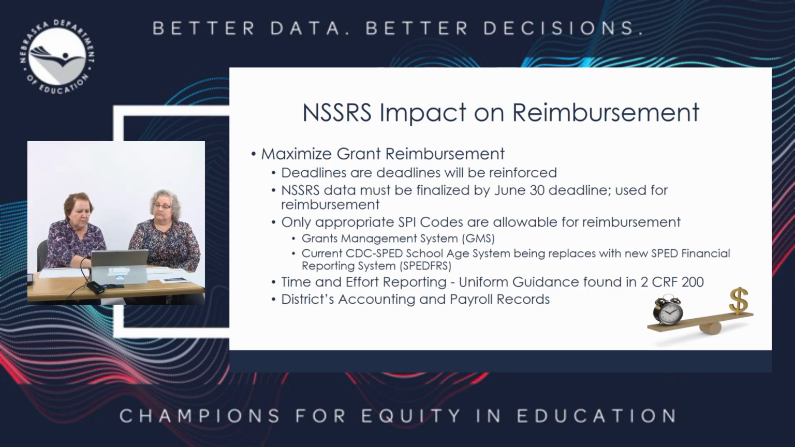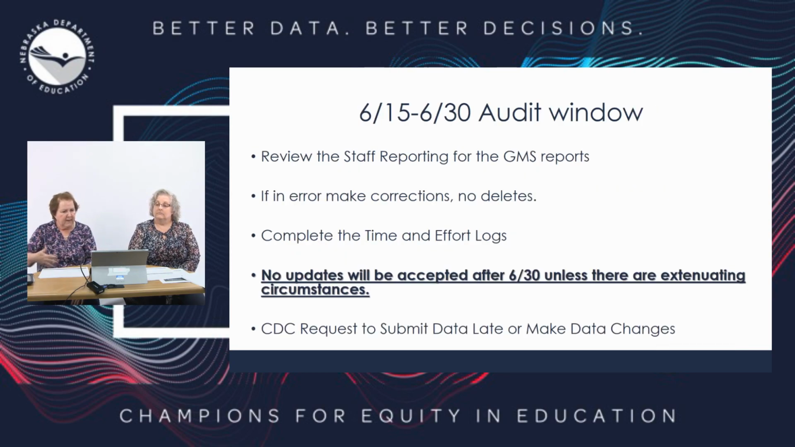So to wrap this up, June 15th to June 30th, if you haven't done it before, and we'd encourage you, of course, to do it as early as possible, maybe as soon as school gets out, you need to review the staff reporting for the GMS reports. That's critical because if there are errors, you need to make corrections as soon as possible because you don't want to wait till the last minute.